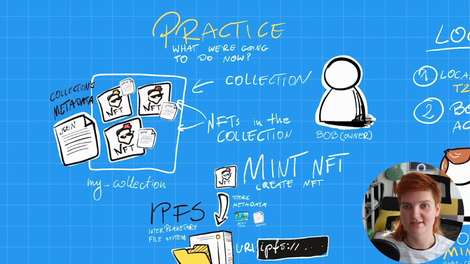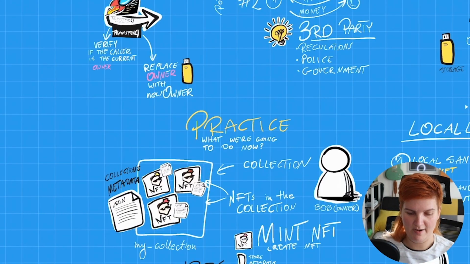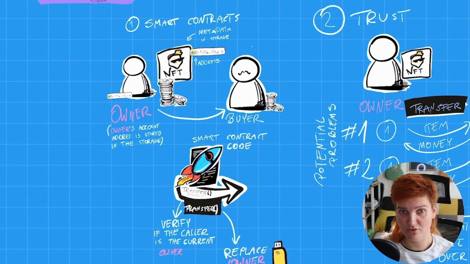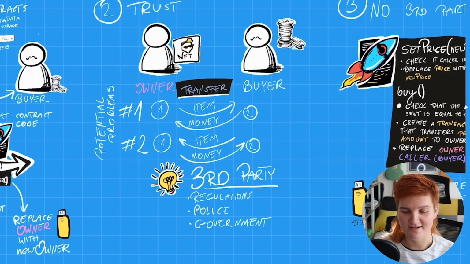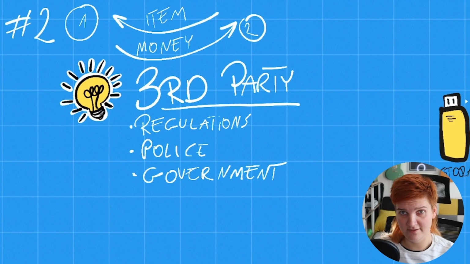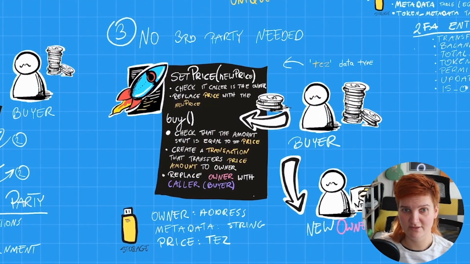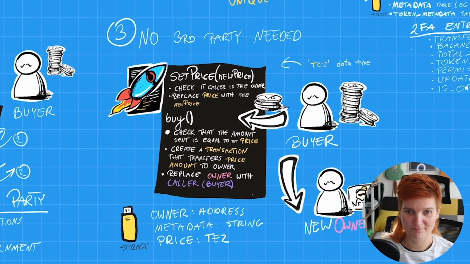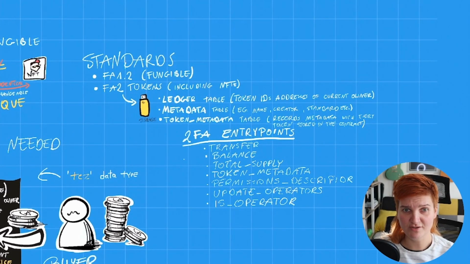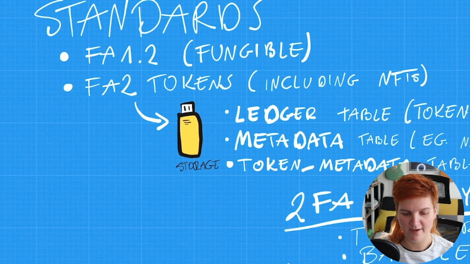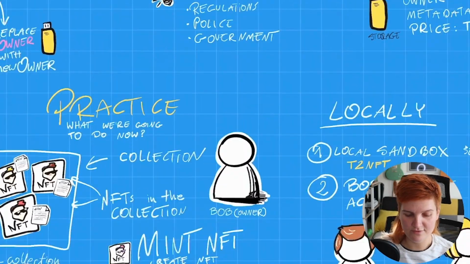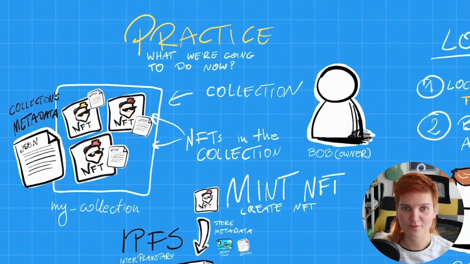Okay, so as mentioned in the previous video, we've learned about what a smart contract is, what a smart contract NFT looks like, what trust between buyer and seller is, and why we need a third party, and why with smart contracts we don't need a third party. We spoke about the standards of smart contracts and what is very specific about the FA2 token. So today we're gonna practice, we're gonna do some coding, which is super exciting.